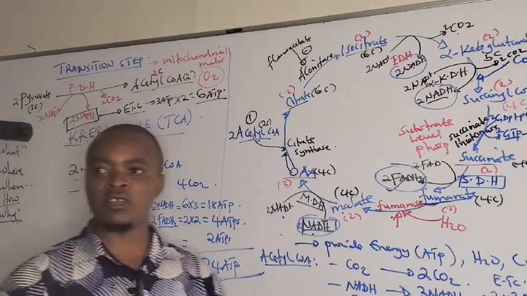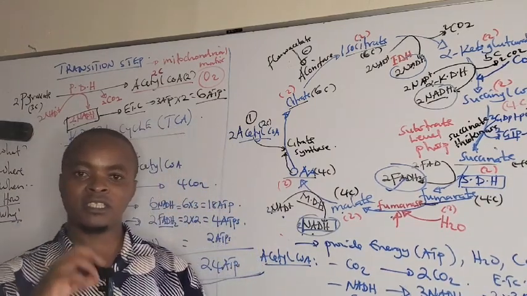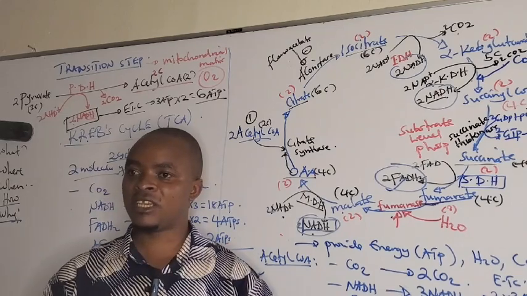So this is why Krebs cycle is very important in our body. Its major importance is to provide energy in form of ATP, water, and carbon dioxide.